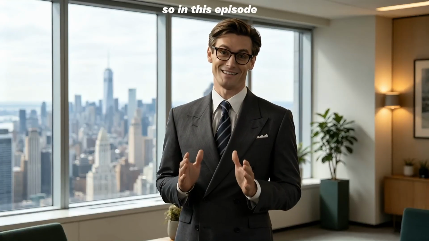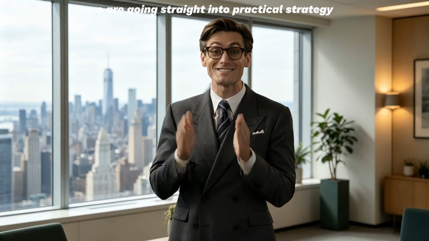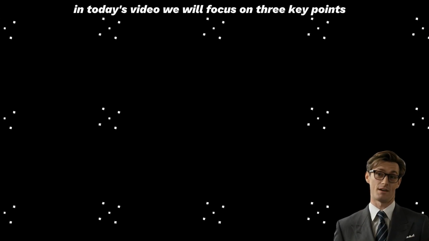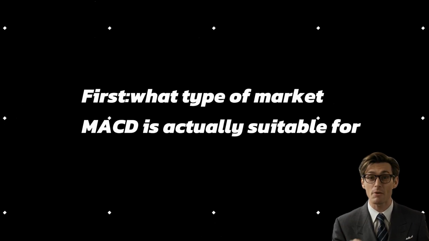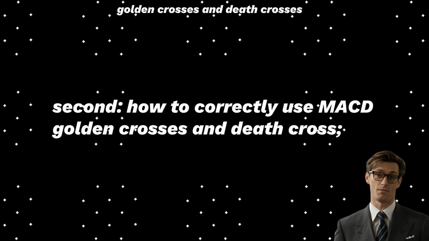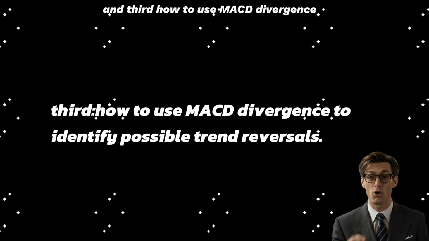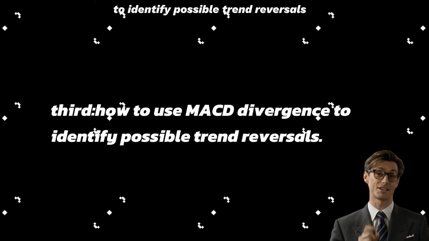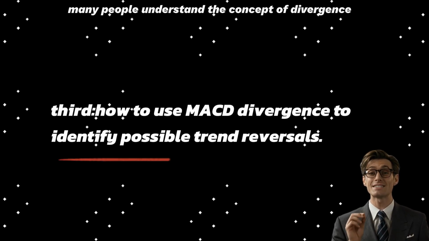So in this episode, we are not going to talk about what MACD is. We are going straight into practical strategy. In today's video, we will focus on 3 key points. First, what type of market MACD is actually suitable for. Second, how to correctly use MACD golden crosses and death crosses. And third, how to use MACD divergence to identify possible trend reversals. Especially the third point. Many people understand the concept of divergence, yet most apply it incorrectly.